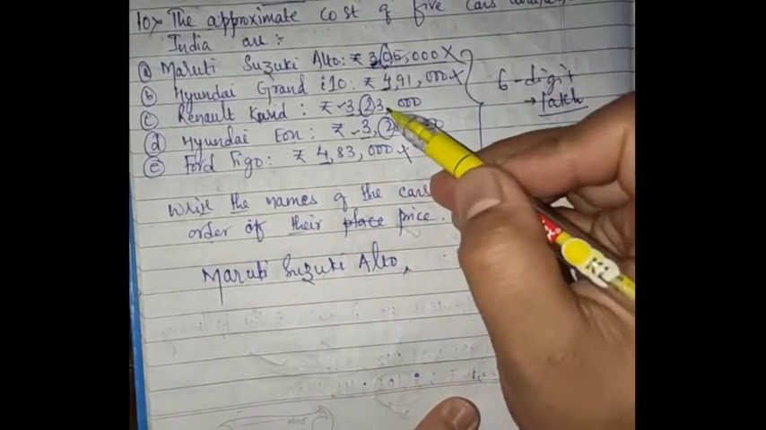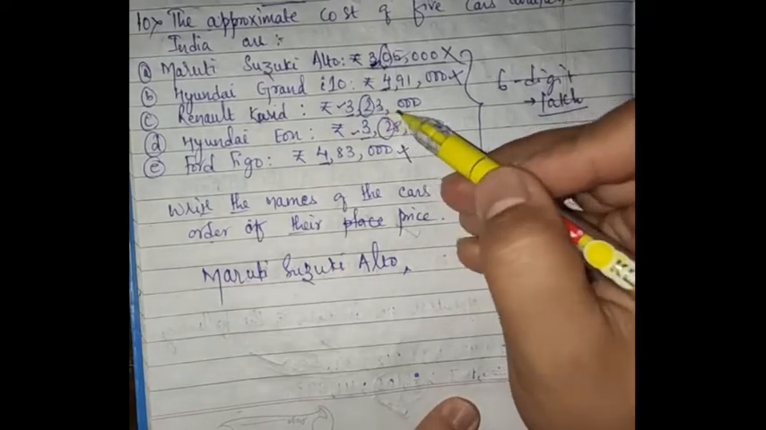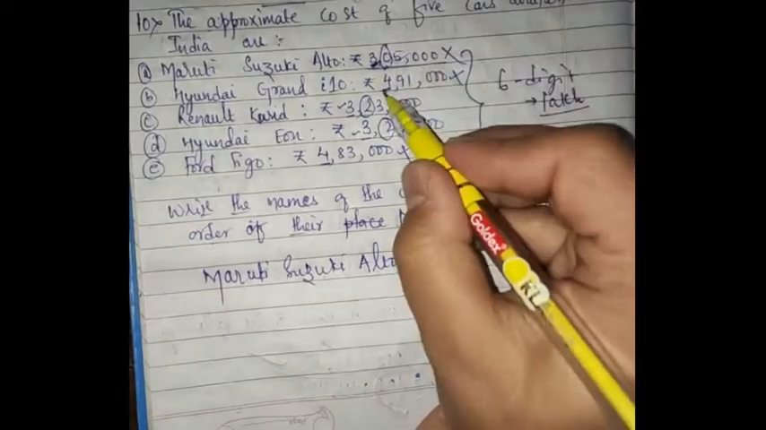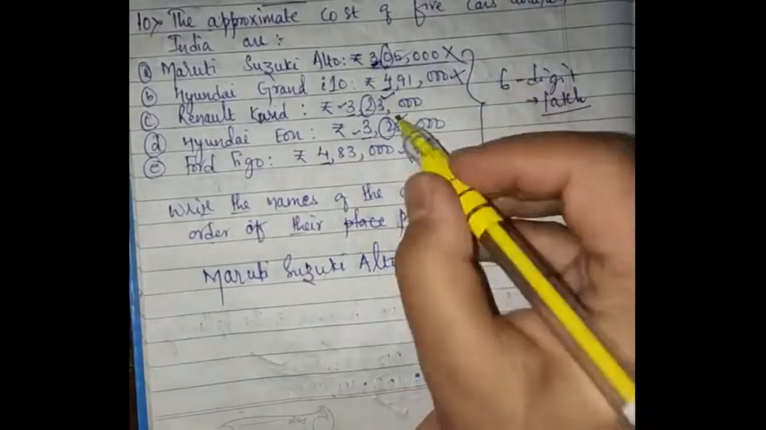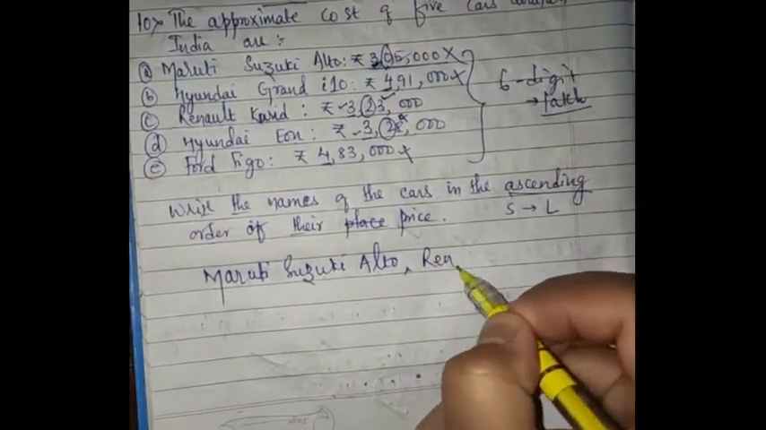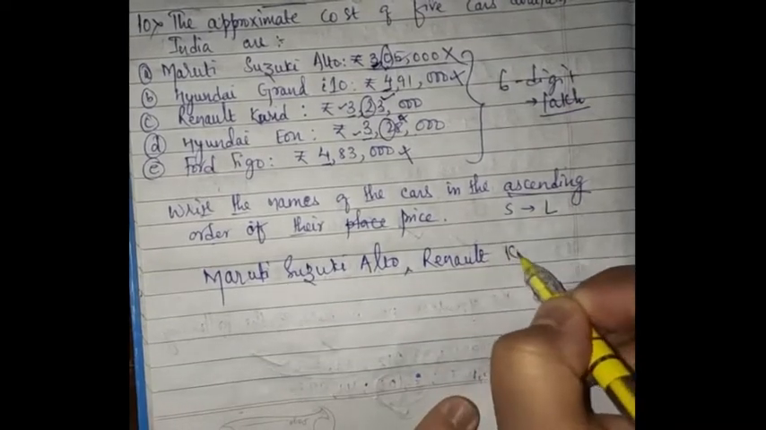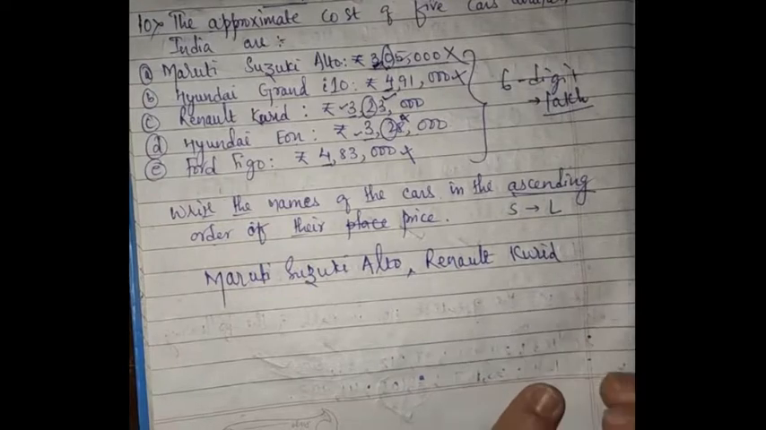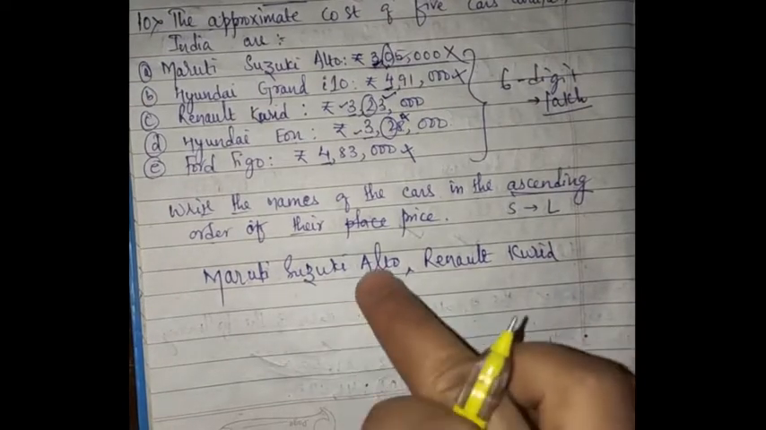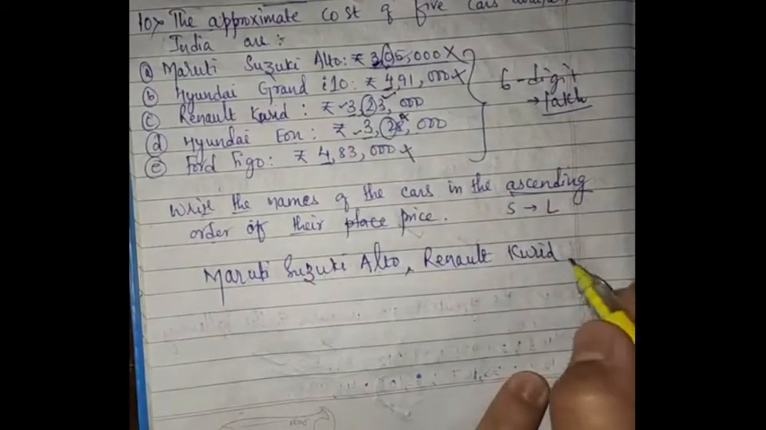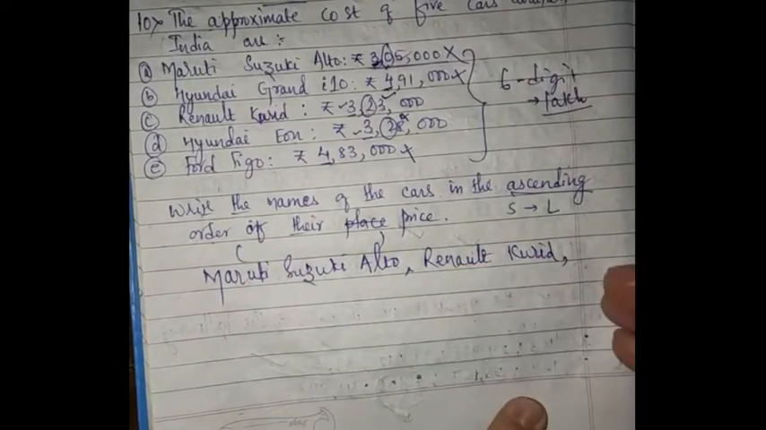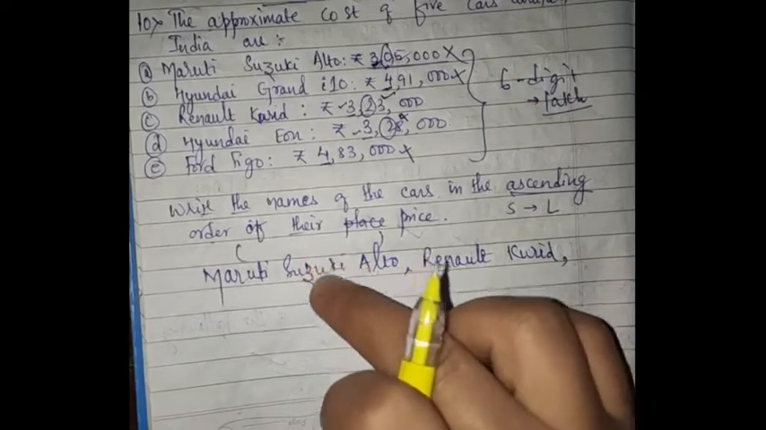So we have to move to the 1,000 position. Between 3 and 8, which one is greater? 8 is greater. So 3 is the smallest, right? So you have to write Renault. The second least cost is of Renault Kwid, which is 3,23,000. It will be better if you write the cost also. You can write the cost of each car also.